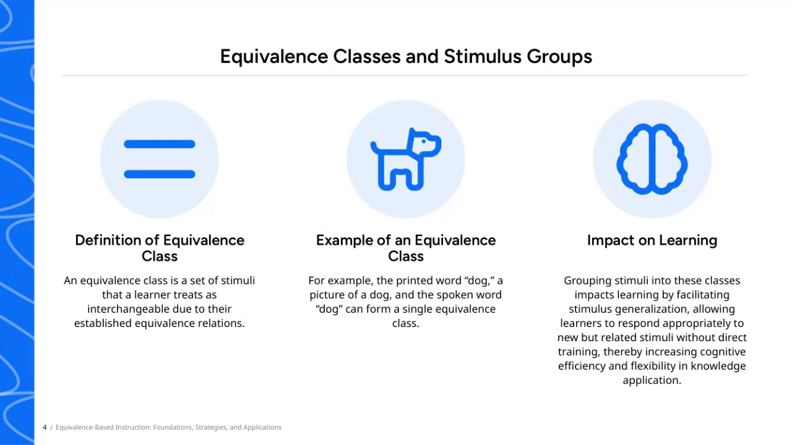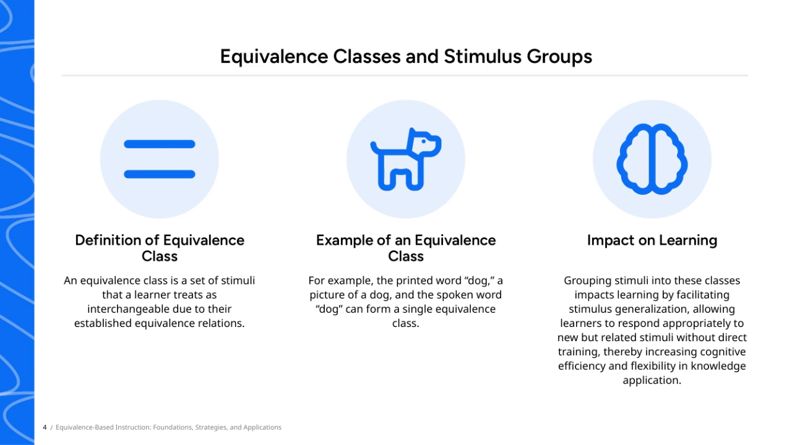An equivalence class refers to a set of stimuli that a learner perceives as interchangeable because of the relationships they've learned between those stimuli. For instance, consider the printed word dog, a picture of a dog, and the spoken word dog. Even though these are different forms, they can all be grouped into one equivalence class because the learner understands they all represent the same concept.